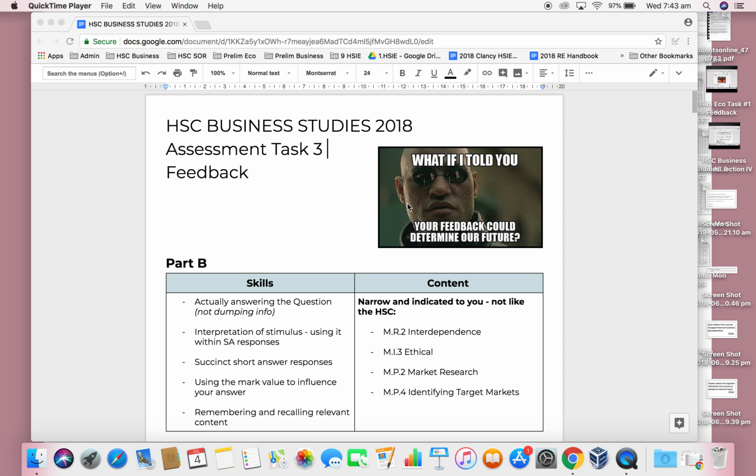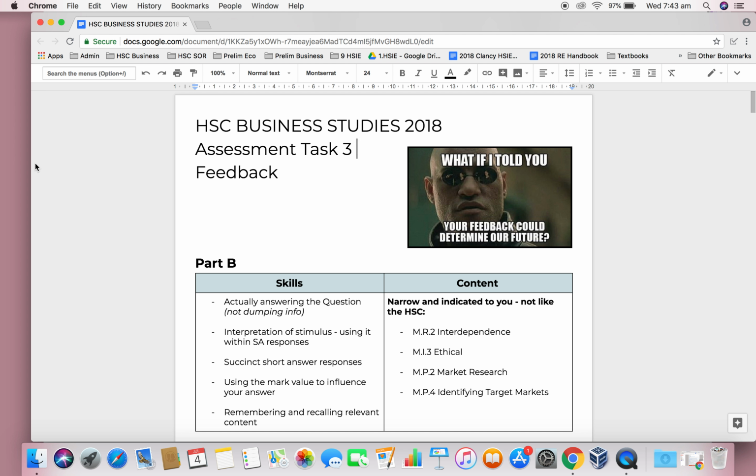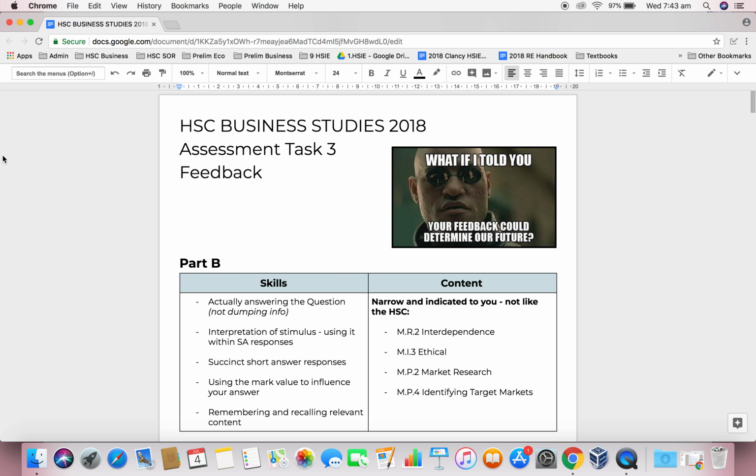Hi Year 12, this is your feedback for your short answers in your third assessment task. We're going to work through this. Hopefully you have the printed sheet in front of you as well as your exam.